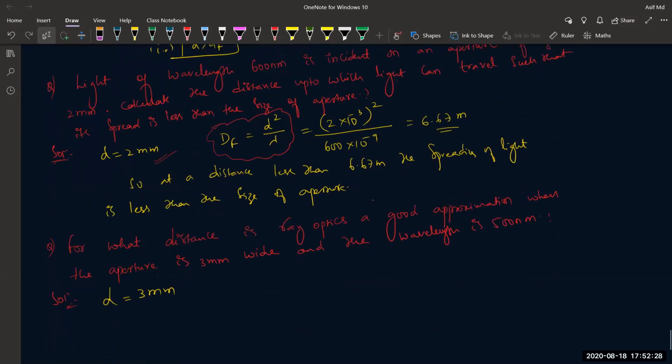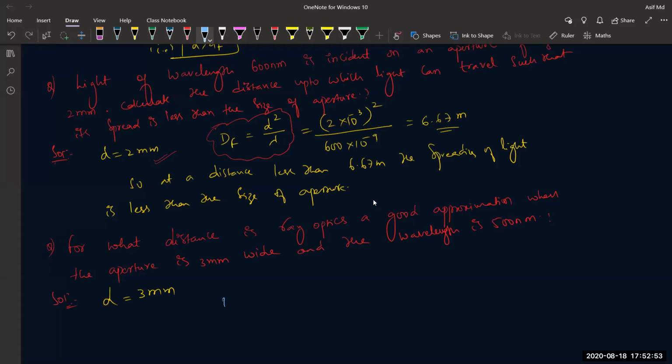The same way, one more question. For what distance is the ray optics a good approximation when the aperture is 3 mm wide and the wavelength is 500 nanometer? Can anyone tell me the answer for this question? For what distance is the ray optics a good approximation? What distance is it? Fresnel's distance. So we need df.